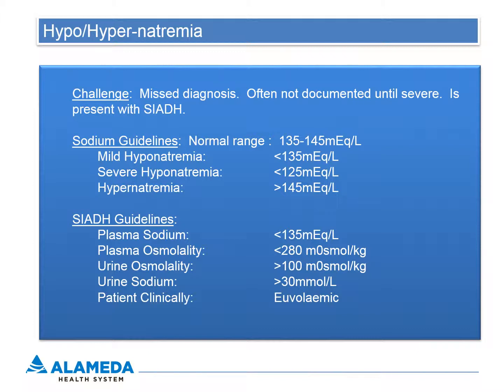The guidelines for SIADH are a plasma sodium less than 135 for hyponatremia, or a plasma osmolarity less than 280, or a urine osmolarity greater than 100, or a urine sodium greater than 30. And then clinically, the patient is even with their volume and their sodium levels in their volume.